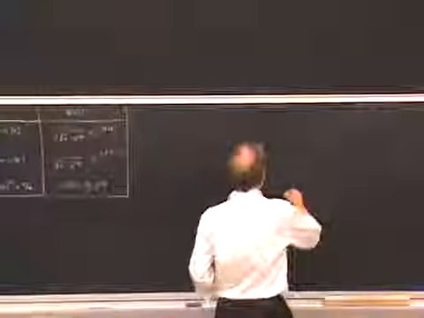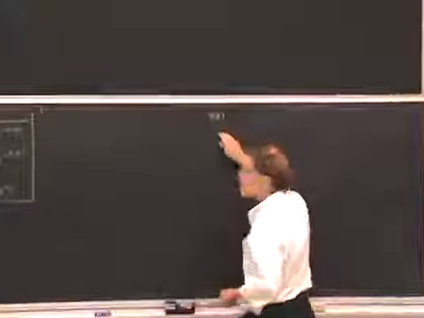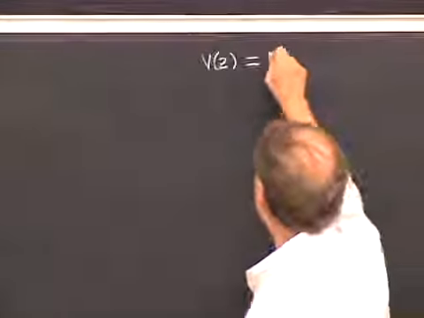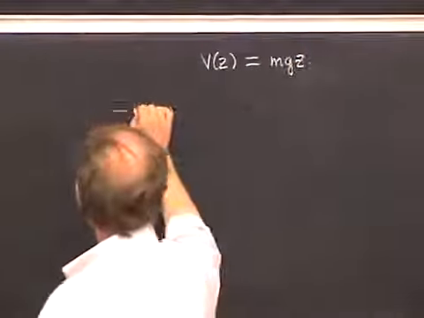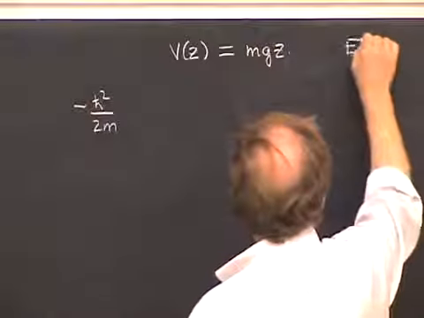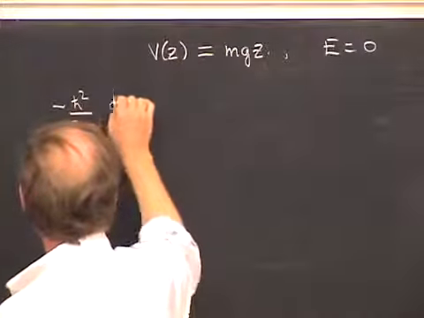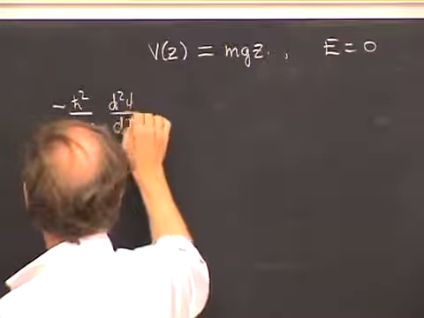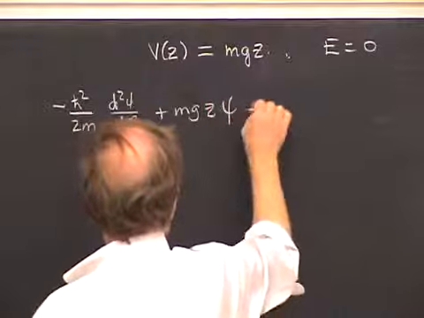function of position. An example would be, let's say, V of z. Let's say a particle in a gravitational field where the potential is mgz. Then the Schrodinger equation is, of course, minus h bar squared over 2m. And also, let's take the energy equal to 0. Let's do that. So it's minus h bar squared over 2m, d squared psi dz squared plus mgz psi equals 0.